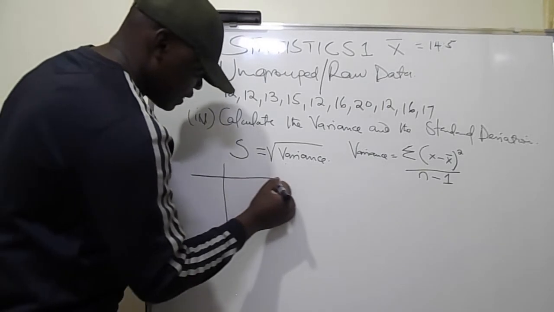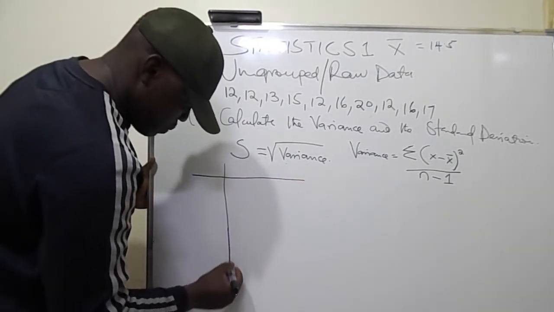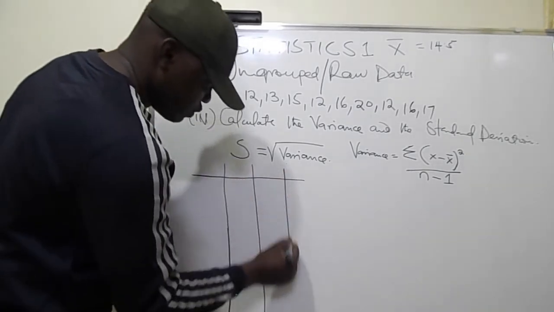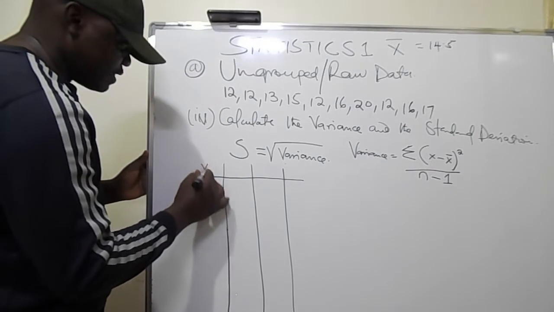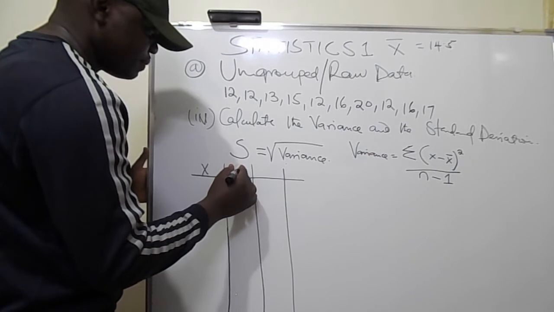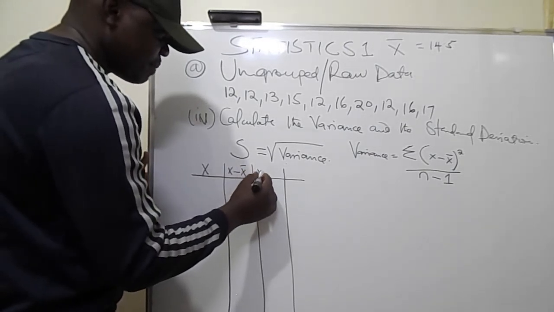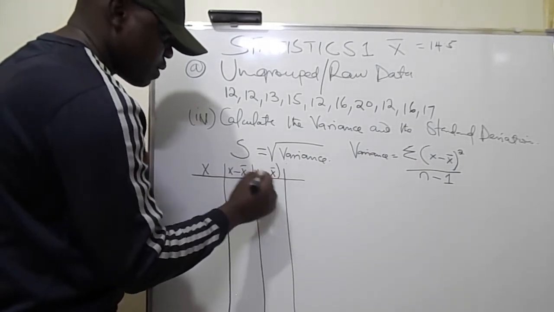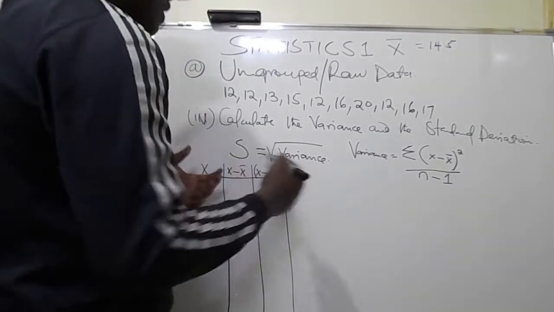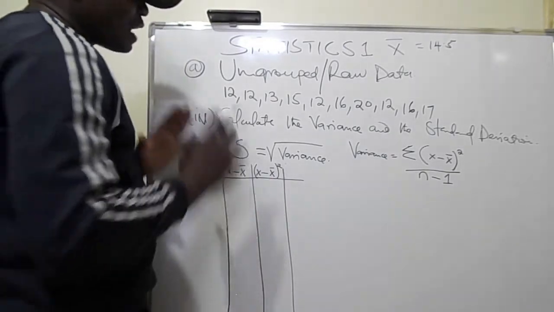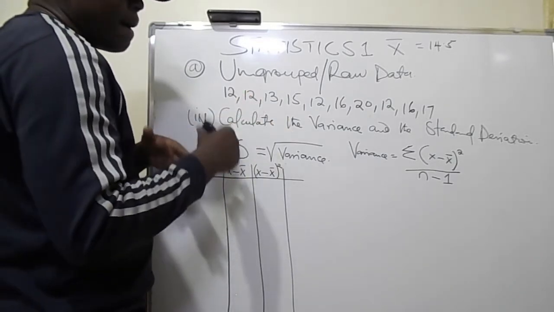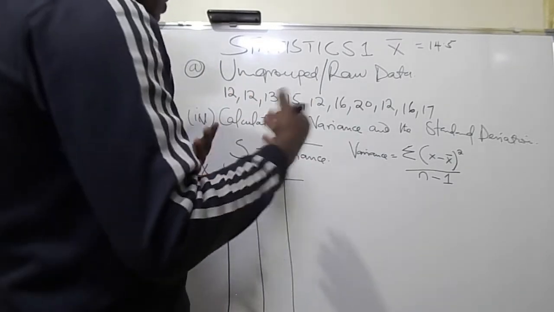If that is the table like that, I hope it is going to be enough to accommodate what I'm going to talk about. So we have the value of x here, then we have x minus x bar, and then we have x minus x bar squared. Okay? So the value of x here, I always advise that you arrange this in ascending order first before you proceed. But you can always do it the way you want.